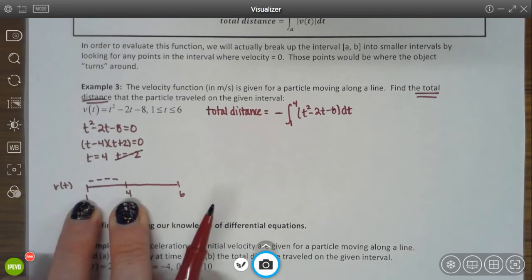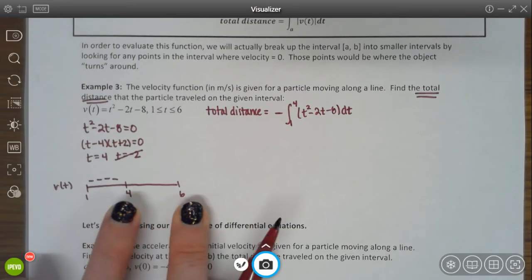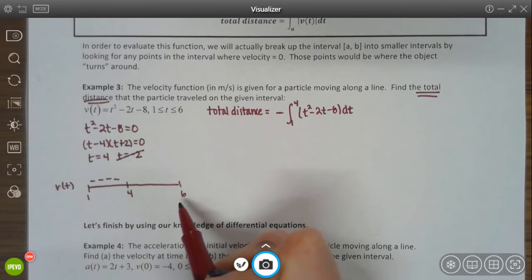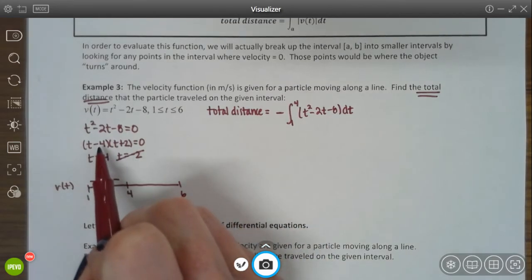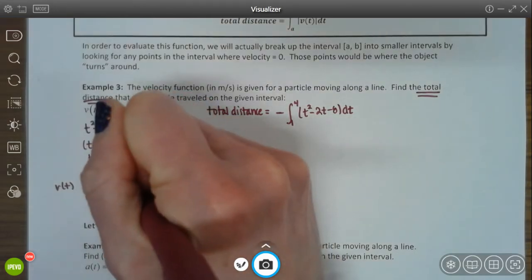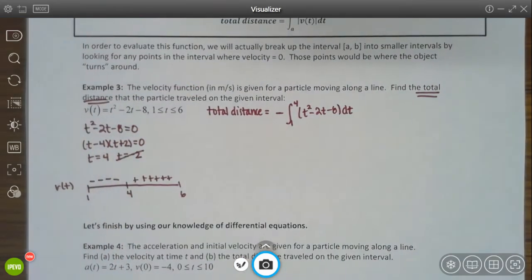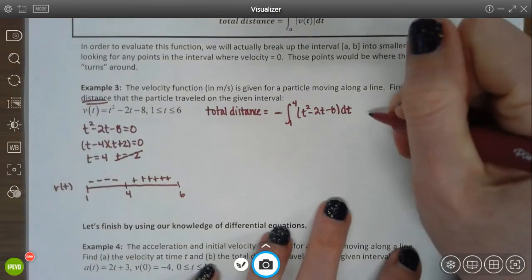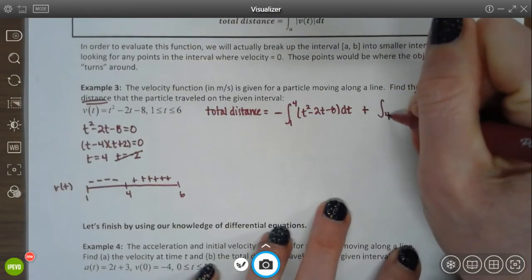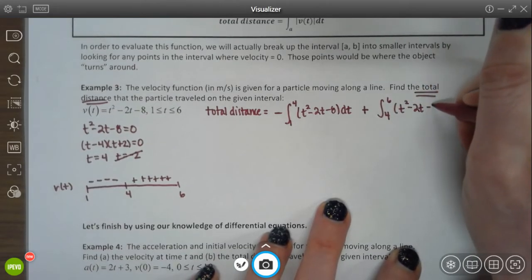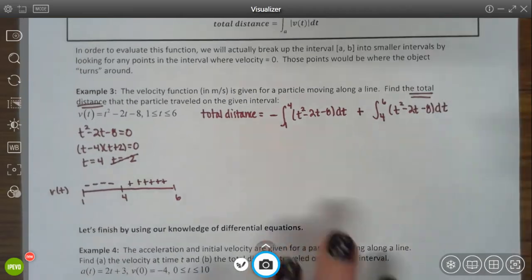I'm going to repeat the process, and I'm going to now look at 4 to 6 and see what's happening here. If I pick a value between 4 and 6, let's say 5, 5 minus 4 would be positive 1. 5 plus 2 would be positive 7. Positive times a positive stays positive. My particle is moving to the right on that interval, so I would get a positive displacement for this. So I'm going to keep this integral from 4 to 6 positive, using that same t squared minus 2t minus 8 for velocity dt.